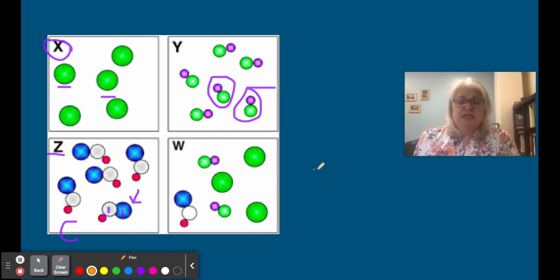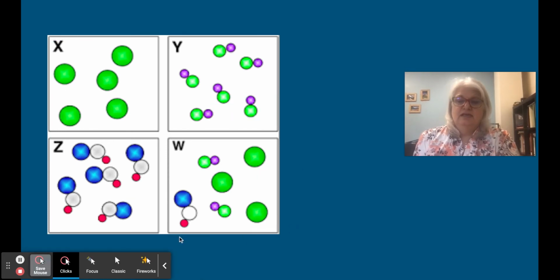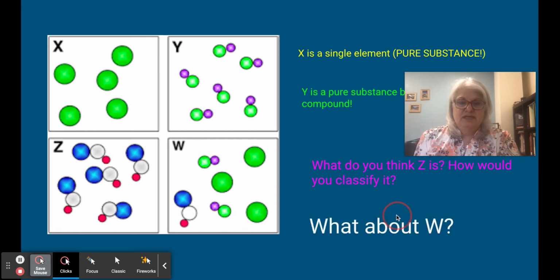Well, with W, we're getting into a new thing. If you notice, we have lots of different things in here. This is a mixture, so this is not a pure substance. And let's talk about mixtures. Let me clear the screen. Okay, so mixtures. We already went over this.